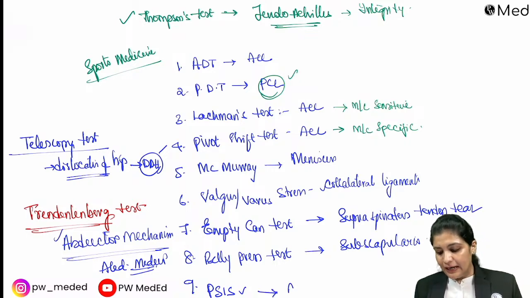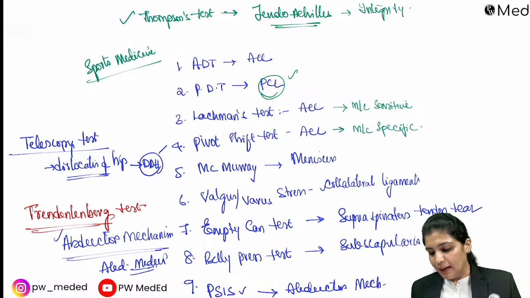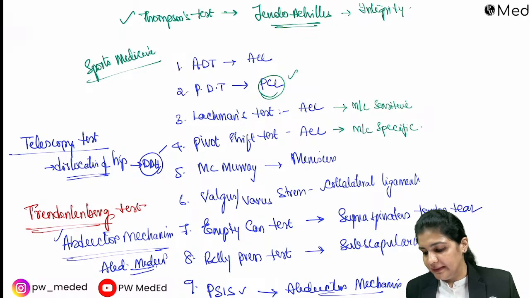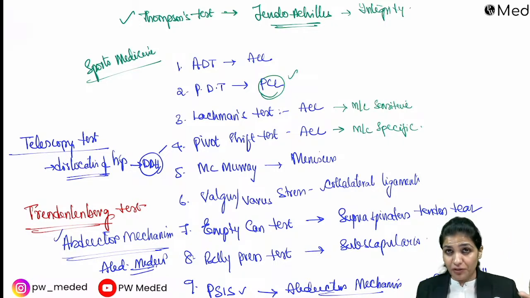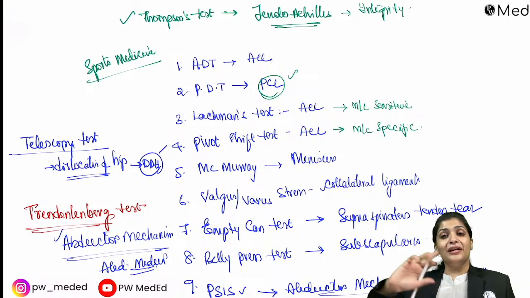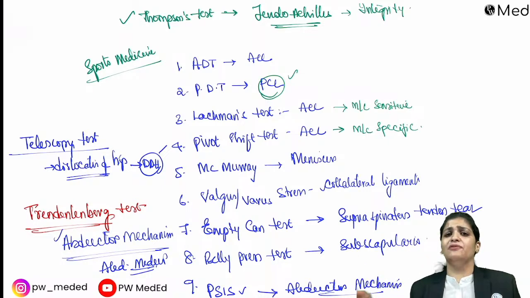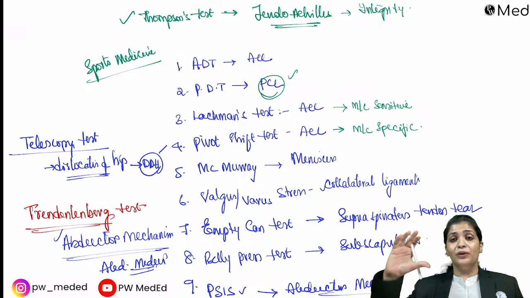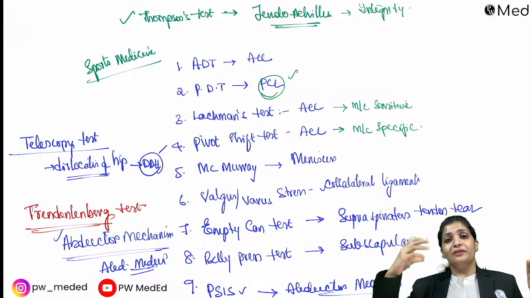And if there is an abductor weakness, just remember, whenever there is an abductor weakness, there will be a pelvis tilt. Whenever the pelvis is tilted on the right side, that means the abductor weakness is on the left side. That is the only thing you have to remember. Pelvic tilt is on the opposite side; the weakness is in the contralateral part.